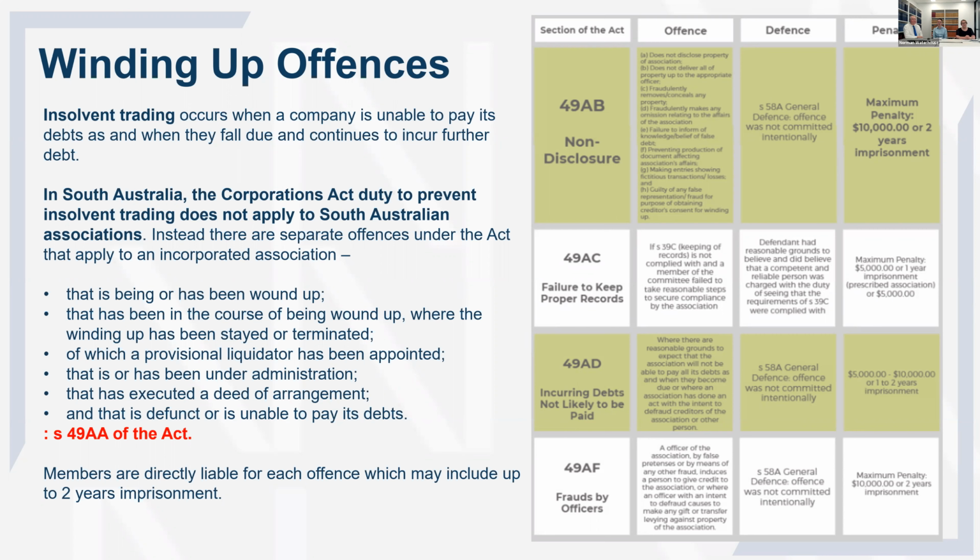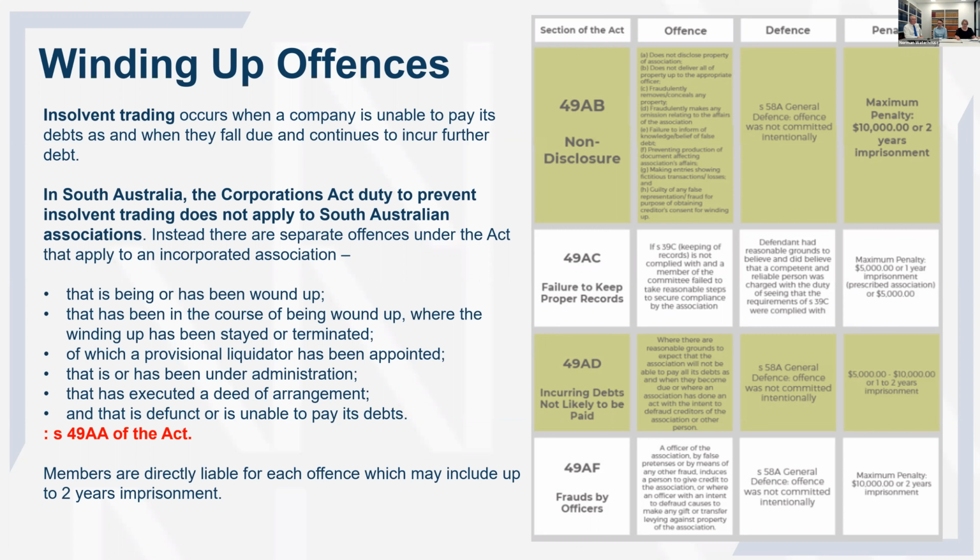The next one I want to discuss is the 49AC, which is failure to keep proper records. Now, the member of the committee of the association must keep proper records, which must be produced to the liquidator. If they fail to do that, they could be in breach of this section. Now, the defence here is if they believed that a person who was in charge of undertaking that role had actually complied and was in accordance with the Act to produce those records, that may be the defence. But if they don't get up on that defence, they could be liable to a $5,000 fine or 1 year imprisonment.